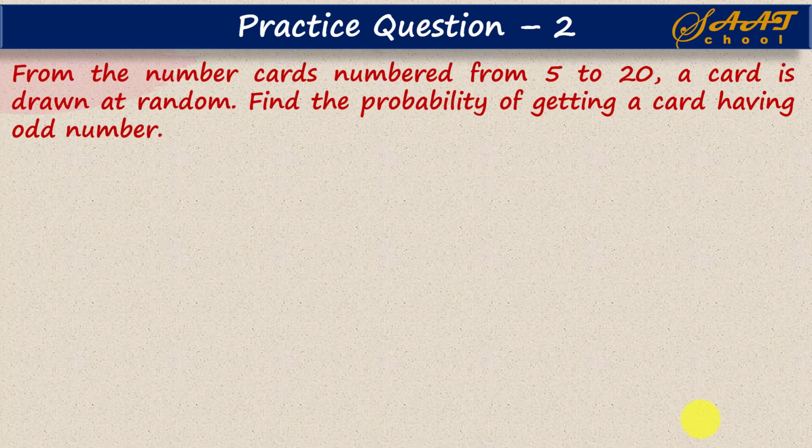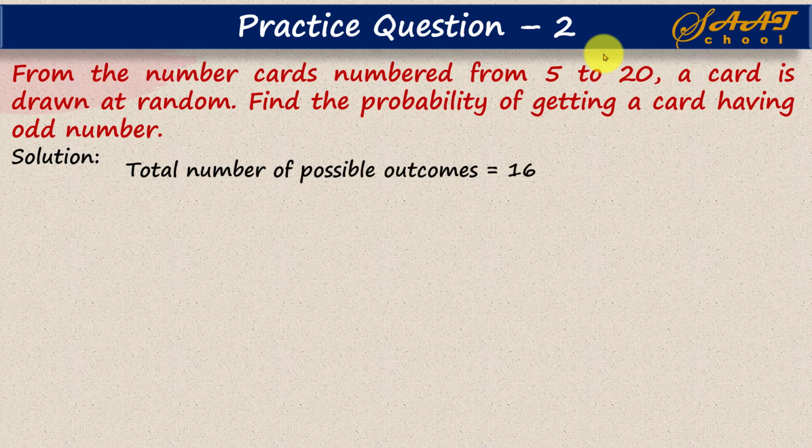So here the question is about number cards, numbered from 5 to 20. A card is drawn at random, and we have to find the probability of getting a card having an odd number. As we know, we have numbers from 5 to 20, and that gives the possible outcomes, which in this case is 16. If you count from 5 to 20, that would be 16, and this 16 is the total number of possible outcomes.